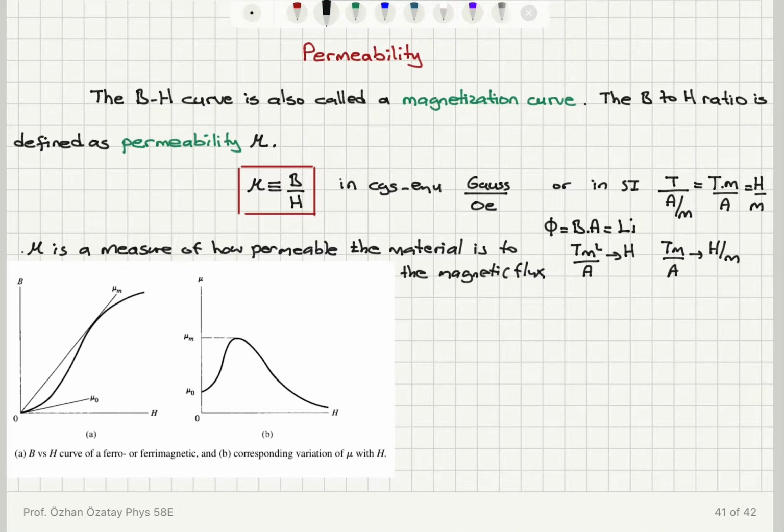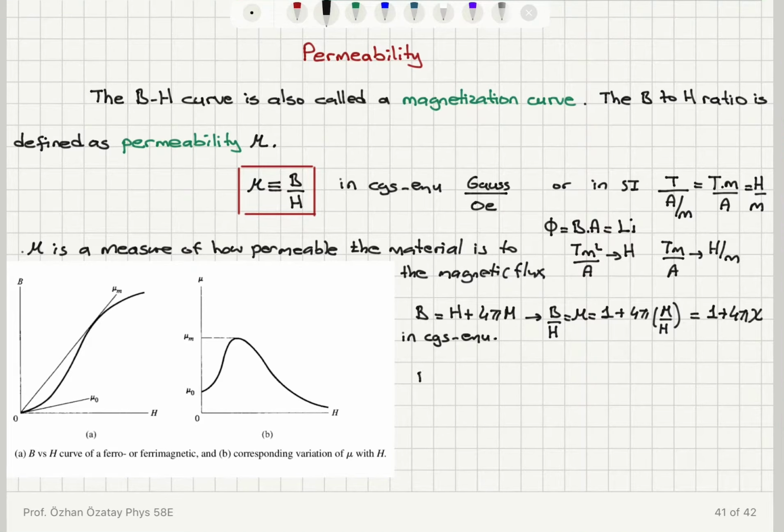And using our constitutive relations for linear materials, magnetic induction is magnetic field plus 4 pi m in CGS EMU. So this gives us, for the ratio B over H, which is mu, 1 plus 4 pi m over H, which is susceptibility chi. So it's going to be equal to 1 plus 4 pi chi. This is in CGS electromagnetic units.